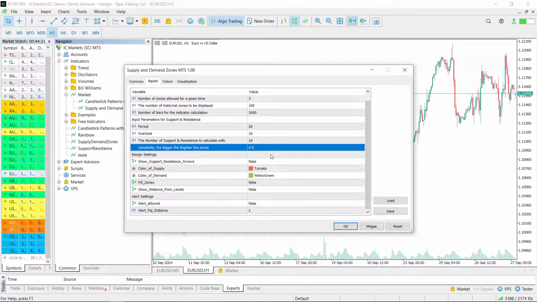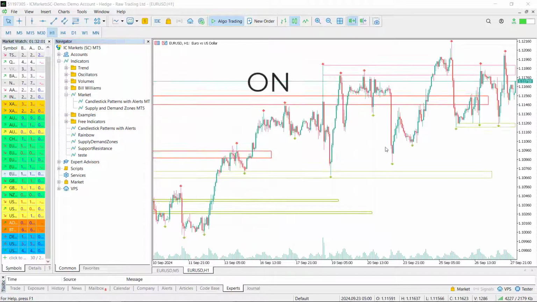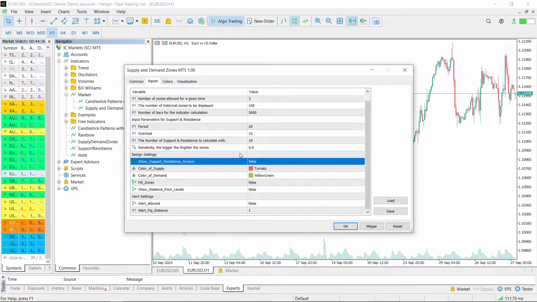With the design settings, you can fully customize the visual representation of the zones. You can adjust the colors of the supply and the demand zones and decide whether you want them filled in or outlined. Additionally, you can enable the display of support and resistance levels with arrows. This can help you better understand the indicator's mechanism and how these levels are formed.